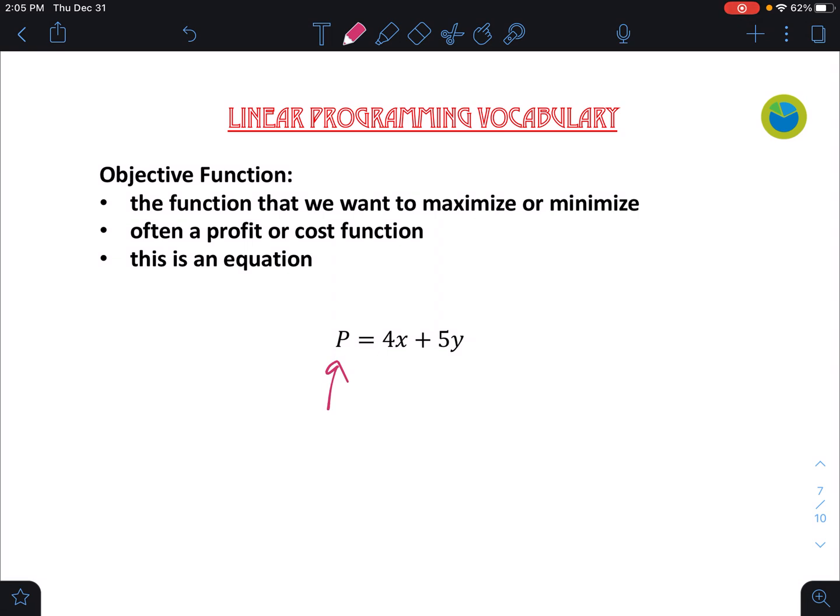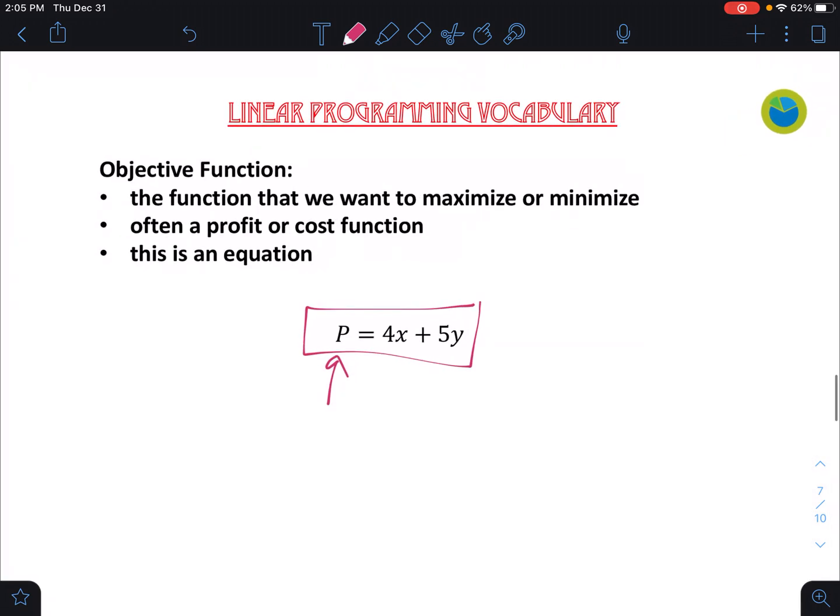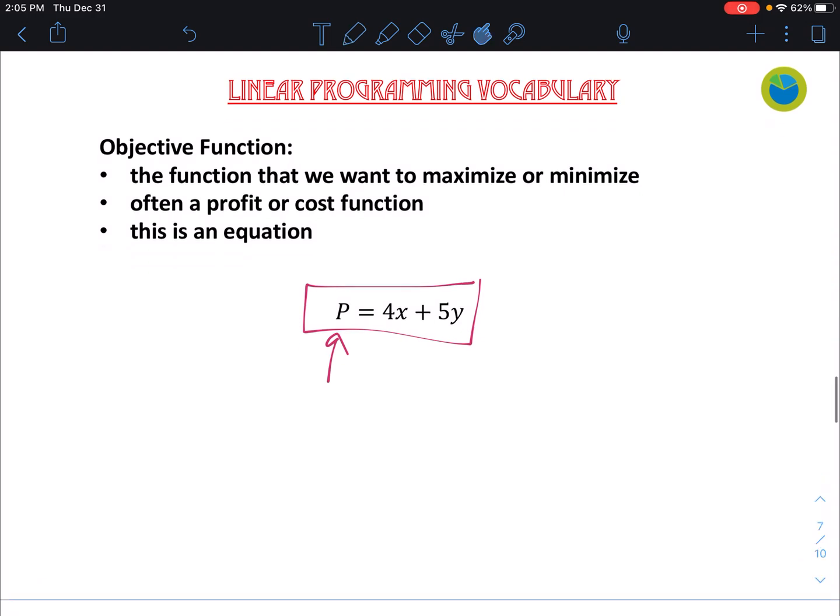So X might be maybe the number of pepperoni pizzas you can make, and you make $4 profit every time you sell a pepperoni pizza. And then Y, let's say, is cheese pizzas. So you make $5 profit for every time you sell a cheese pizza. And so then overall, how much money do you make? And once you know your solution region, you should be able to determine your possible outcomes. And we'll talk more here on this next slide about what's happening.